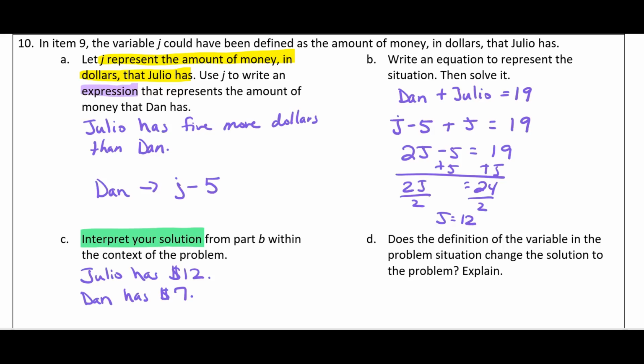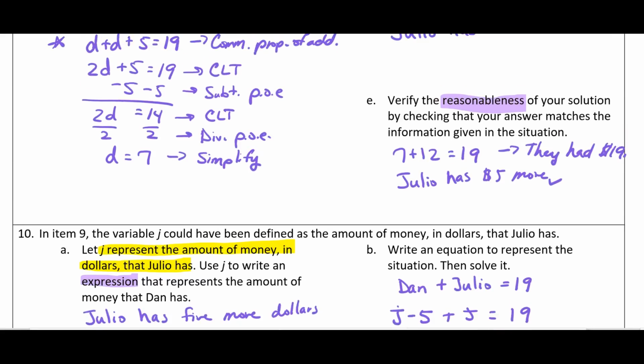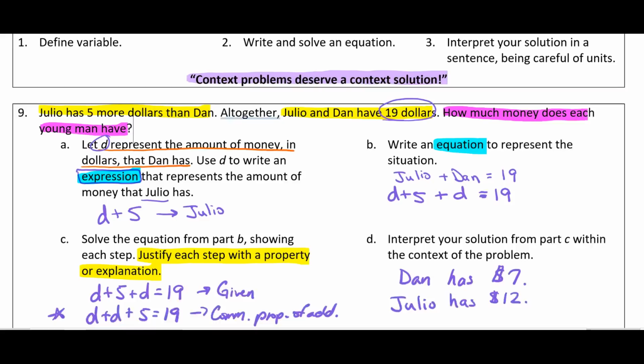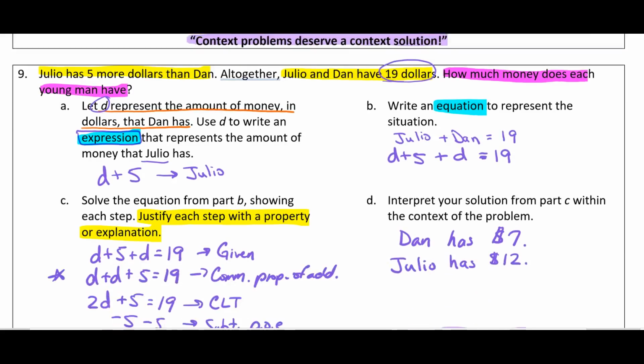So again, this is why you have to read. You have to go back and select a variable. Sometimes they do it for you. Sometimes they give you the choice. And that's okay, but that's why you always have to define a variable.